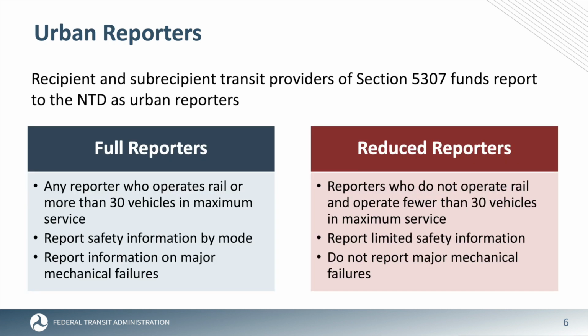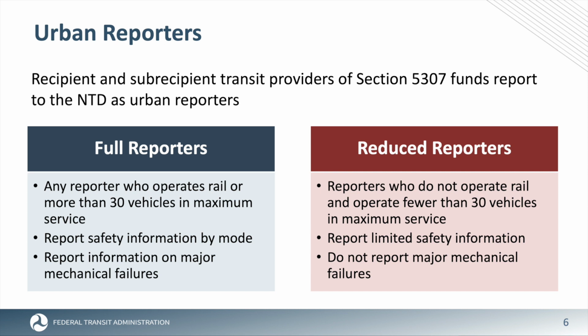Now, when we talk about using data from the NTD to support a safety management system, we're largely talking about the data that's reported by recipients and subrecipients of 5307 funding. And we call these urban reporters. And we're going to break down those urban reporters into these two major buckets that the NTD distinguishes between for these urban reporters. And those are full reporters and reduced reporters. So a full reporter is going to be any reporter who, number one, operates any rail service.